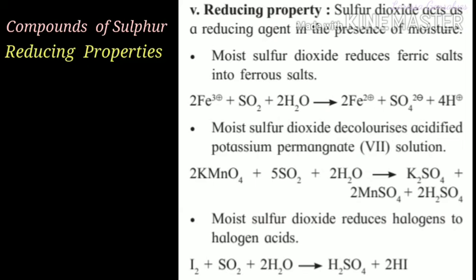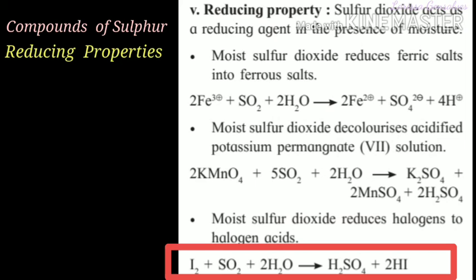Next is moist sulfur dioxide reduces halogens to halogen acids. So we take iodine, that is I2, and treat it with sulfur dioxide, that is SO2. Since it is moist sulfur dioxide, we have to add water, that is H2O. The reaction takes place and we get the formation of sulfuric acid along with hydrogen iodide.